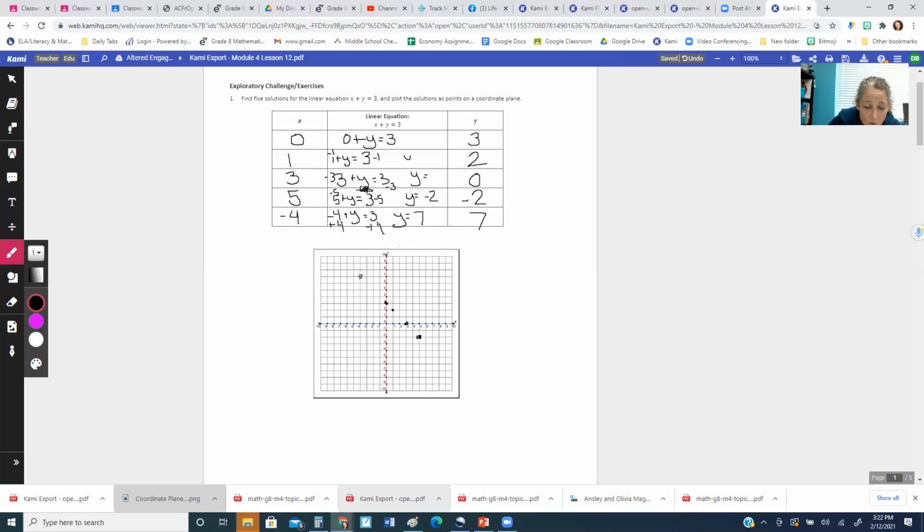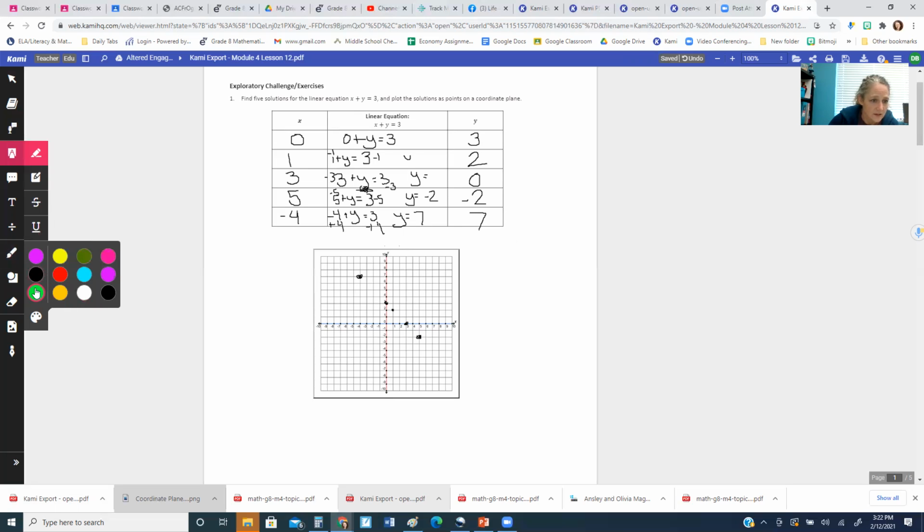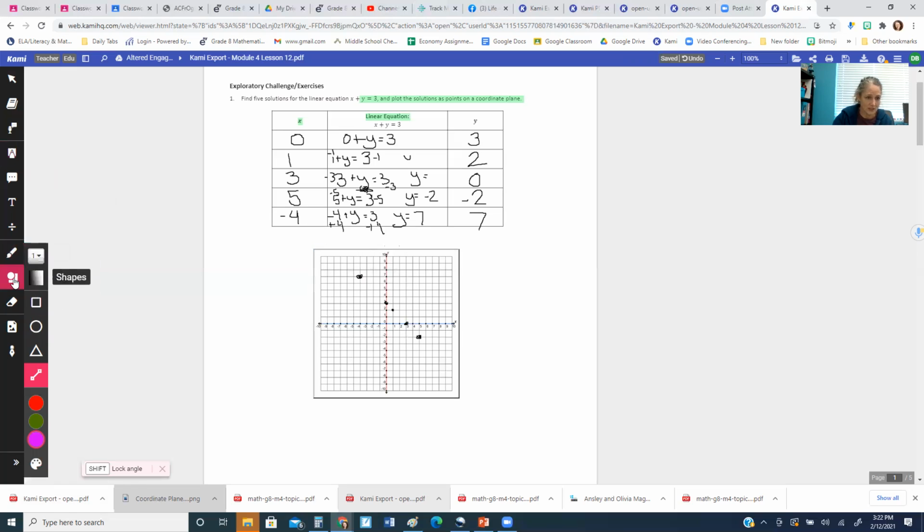All right, and remember, what kind of equation is this? It's a linear equation. I ended up highlighting way more than I intended to. Sorry about that. But it's a linear equation, right? Linear means it's in a straight line. Are these all in a straight line? Yes. And are there only 5 solutions to this? No. Let me show you what I'm going to do.